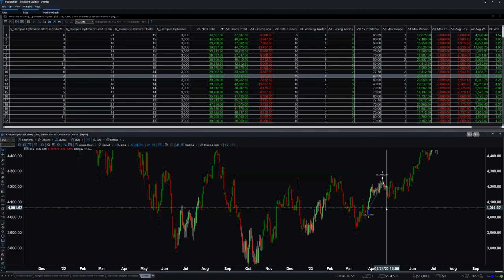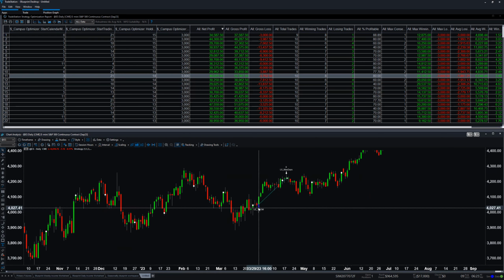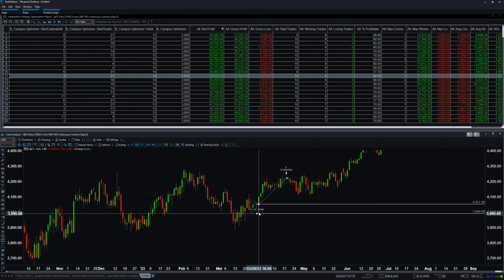Now, remember, the computer is going to enter at the open of the 21st trading day, which was right around here. And then it would have used 60 points as a stop loss, which would have put our stop loss right around here, right? So 4,050 to 3,990, this is 60 points. And so we have a stop loss right there, and then it's going to hold for 14 days within that optimization. So that seems to be a solid trade overall.